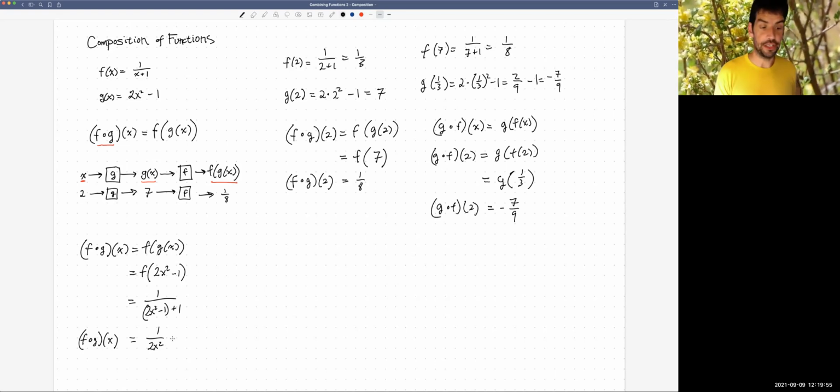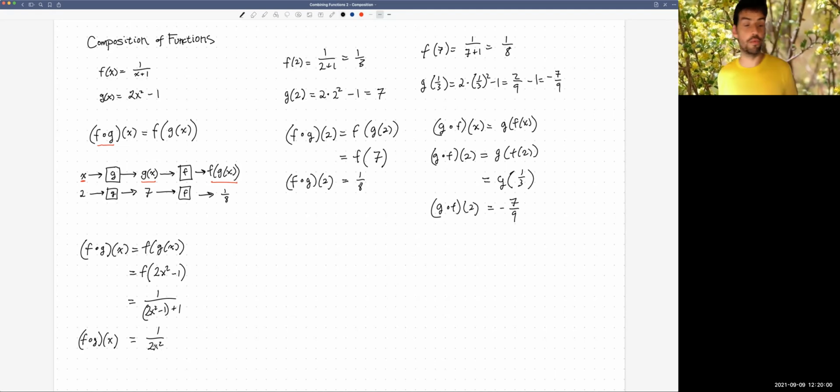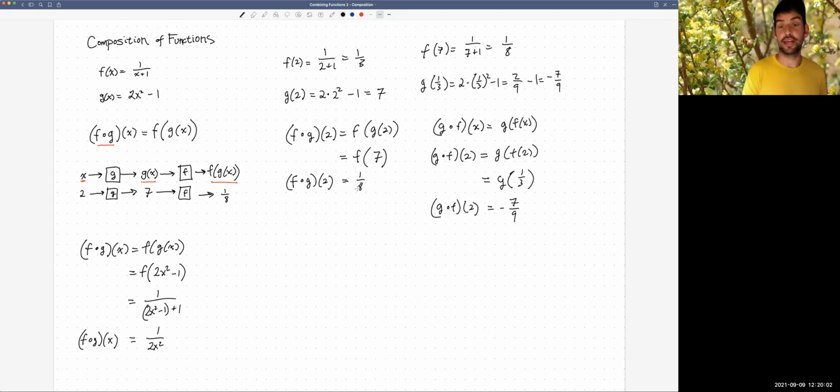And notice if we evaluated this at the number 2, we would again end up with the result 1/8 that we got up here doing it the other way. Let's look at the reverse.